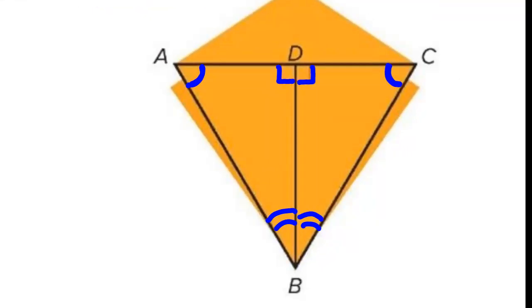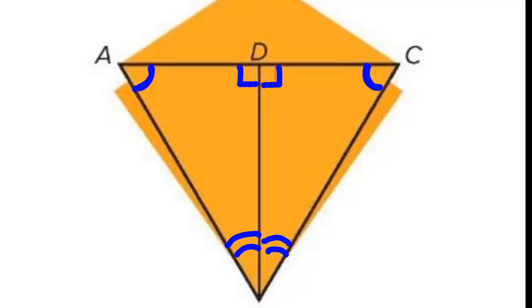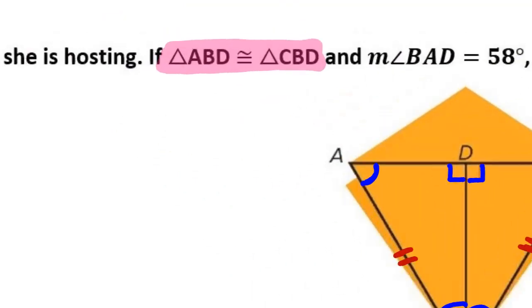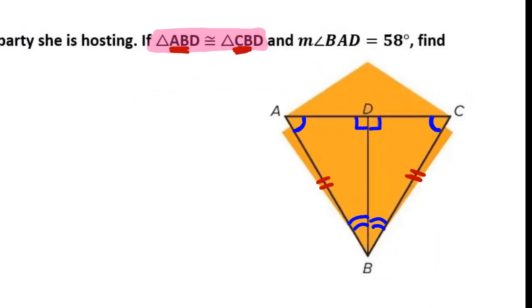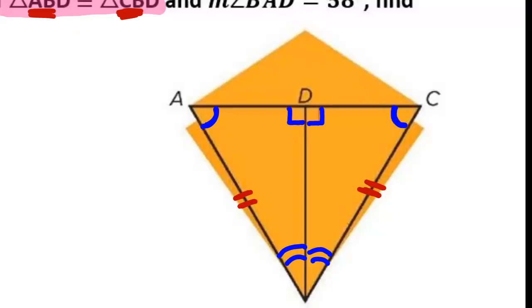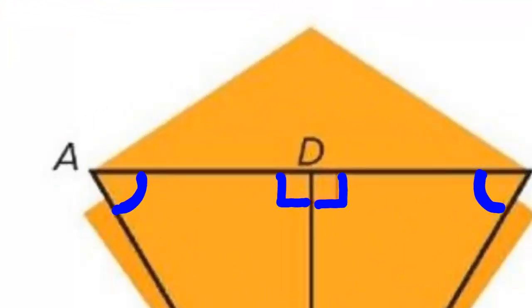Side AB would be congruent to what? CB. AB is congruent to CB. First two letters, first two letters. Give me another pair of corresponding congruent sides. BD and BD. BD is congruent to itself. What else? AD and CD. First and last letter, first and last letter.